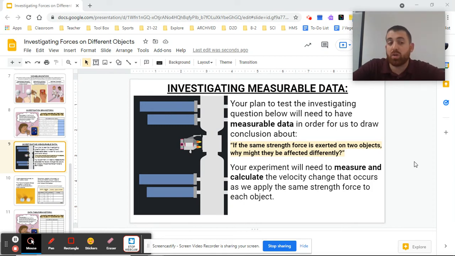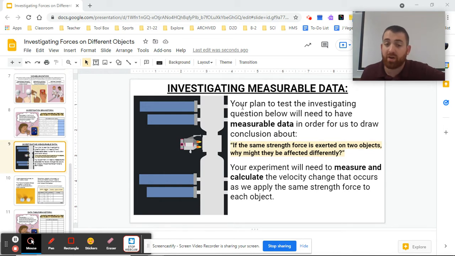And up to this point, you have created an experiment and you have looked at the variables that we're going to be using within that experiment to figure out what's going on with our space pod. Your plan to test the investigating question that we see here below will need to have us find measurable data in order for us to draw conclusions about it.